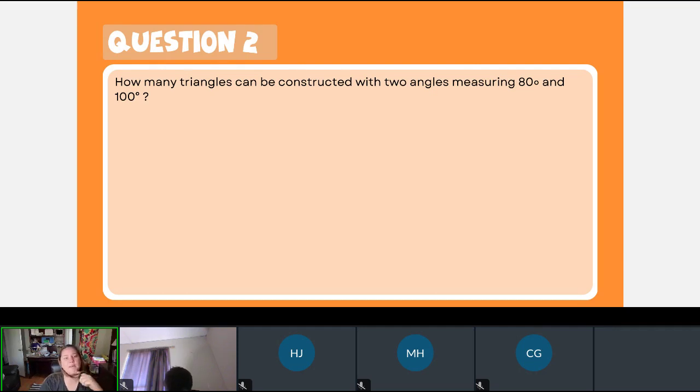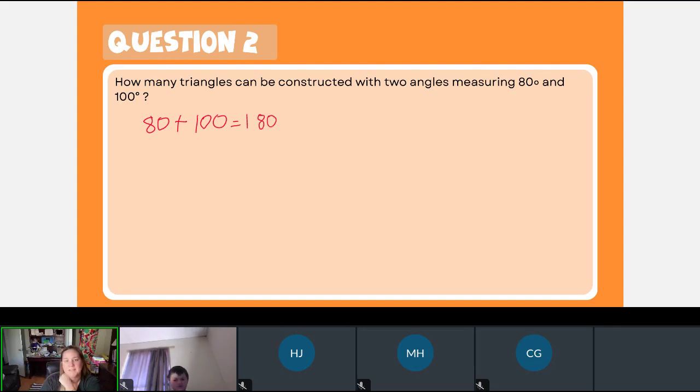Number 2 says, how many triangles can be constructed with 2 angles that are measuring 80 degrees and 100 degrees? Well, we already know, right, that if we have a triangle, all 3 angles have to measure 180 degrees. But these 2 angles already measure how much? Those are already measuring 180 degrees.